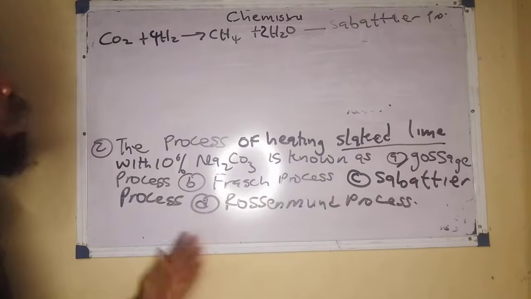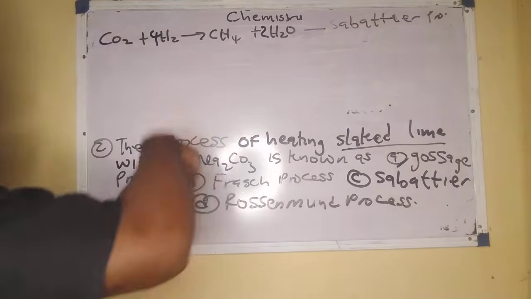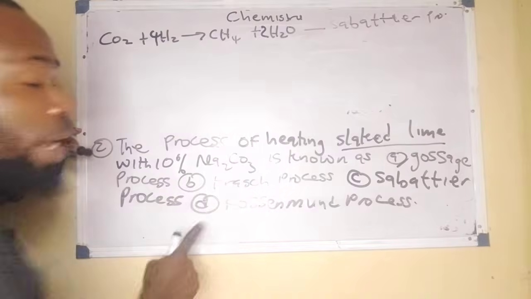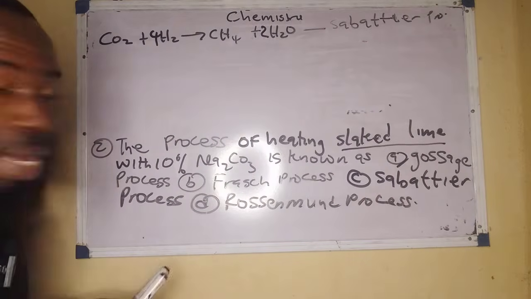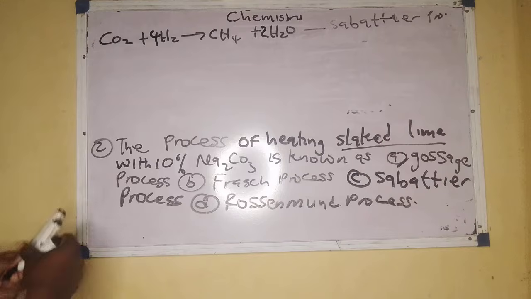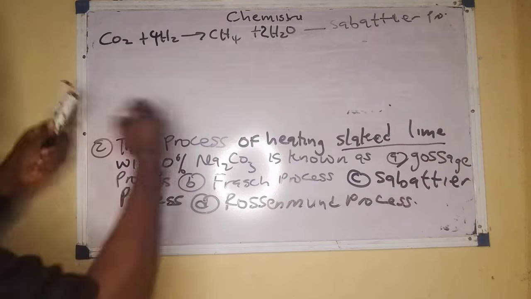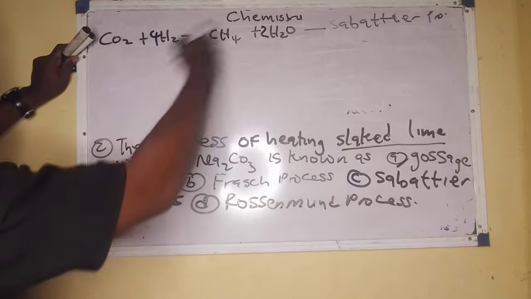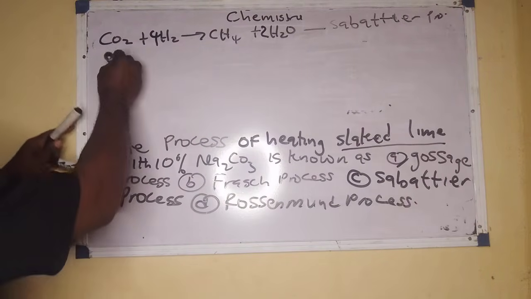Now what about the Rosenmund process? The Rosenmund process actually involves the reduction of carbonyl compounds to produce what? To produce alkanes. Now let me give you an instance. Now we have, okay, the reduction of not just carbonyl compounds. Let me give you an instance.